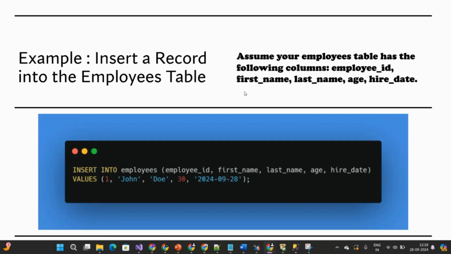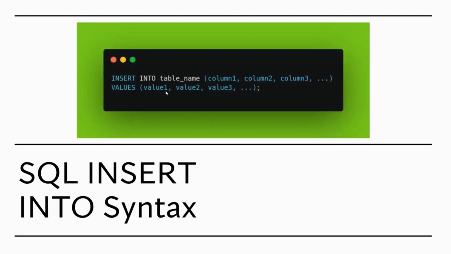Within the parenthesis, and after that you need to give the values. In the second parenthesis you need to give the value of the first column, the value of the second column, the value of the third column. So this is the syntax.